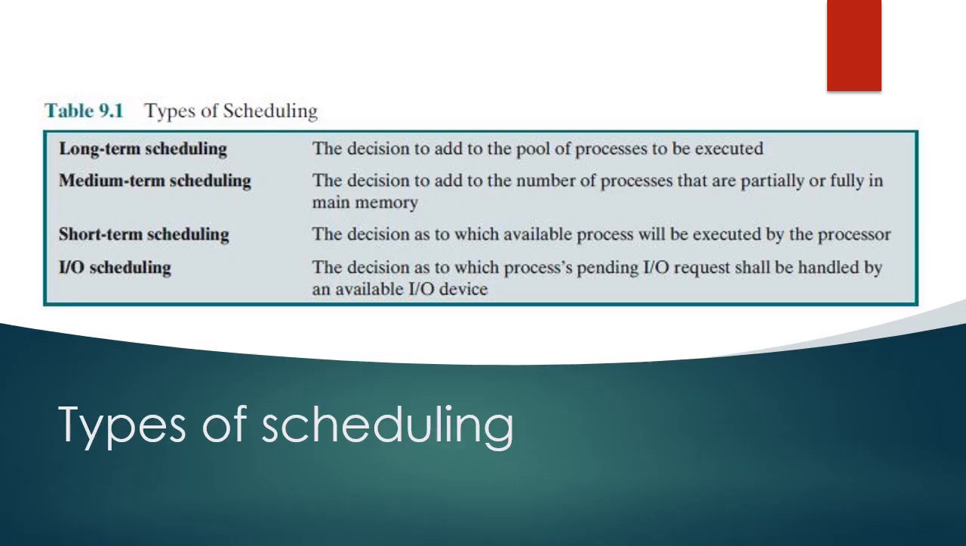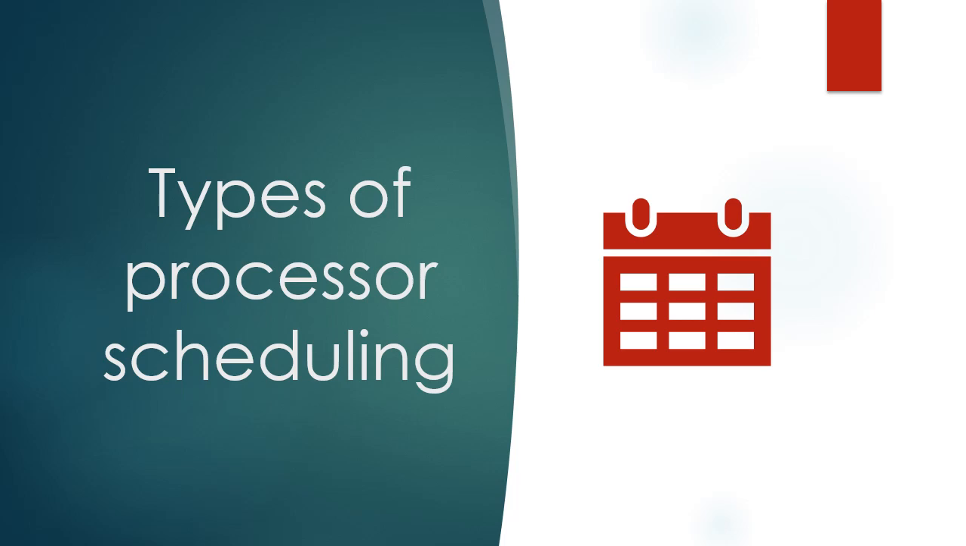There are four types of scheduling: long-term scheduling, medium-term scheduling, short-term scheduling, and IO scheduling. Here, the first three types are processor scheduling. The last type relates to IO and will be covered in another chapter. Let us look at the three types of processor scheduling.